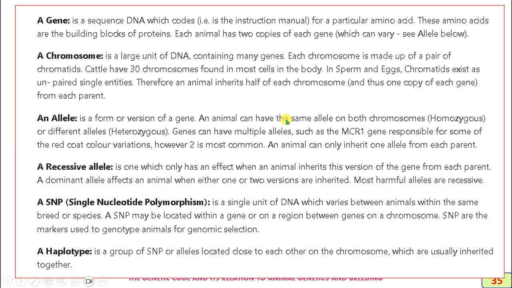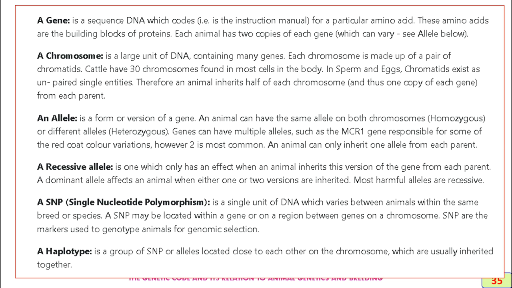Cattle have 30 chromosome pairs found in most cells of the body. If you take a cattle cell and count the chromosomes, the number of chromosome pairs is 30. In sperm and eggs, chromatids exist as unpaired single entities. That's called haploid and diploid. Therefore, the animal inherits half of each chromosome, and thus one copy of each gene from each parent, either mother or father. An allele is a form or version of a gene.